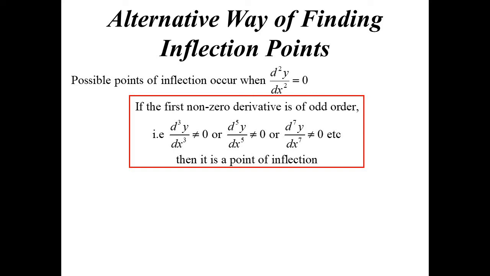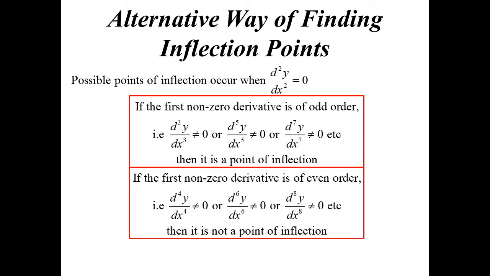Now, for the vast majority of things we look at, it's the third derivative. But if it wasn't the third derivative, you just keep going until you get one of these derivatives not equaling 0. If it's odd, you have a point of inflection. If it's even, then you don't have a point of inflection.